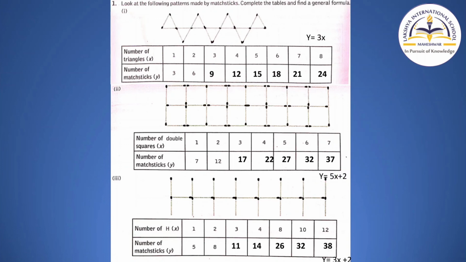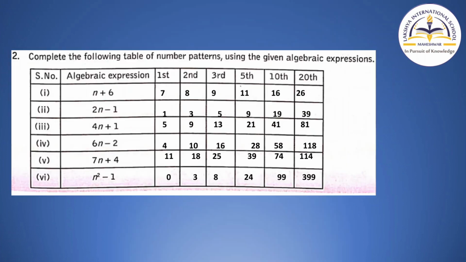Now for the second one, we will see the number of double squares. So for the first, how many matchsticks will we require? 1 2 3 4 5 6 7. So 7. Now here you have to count 12 17 22 27 32 37. You have to count them and write, and then you have to find out what will be the general formula, that is y equals to 5x plus 2.